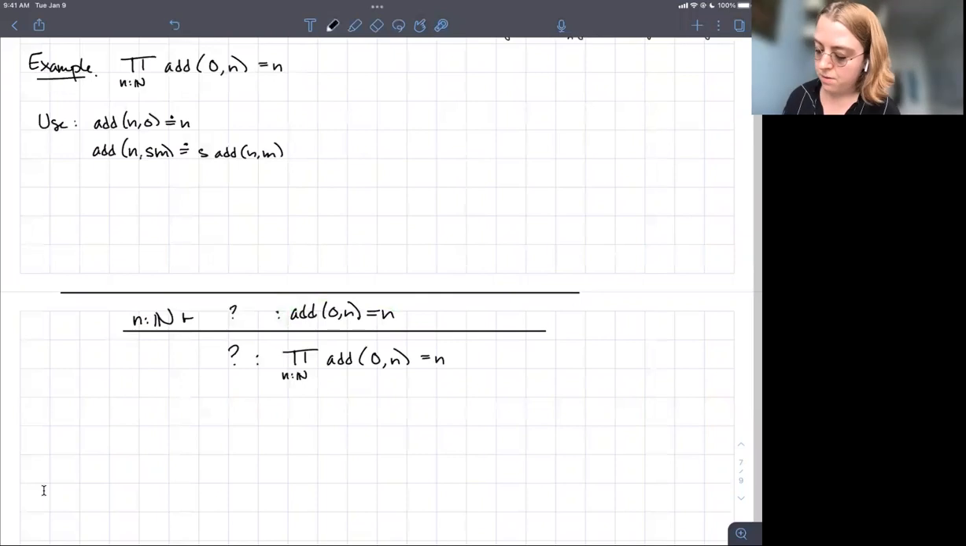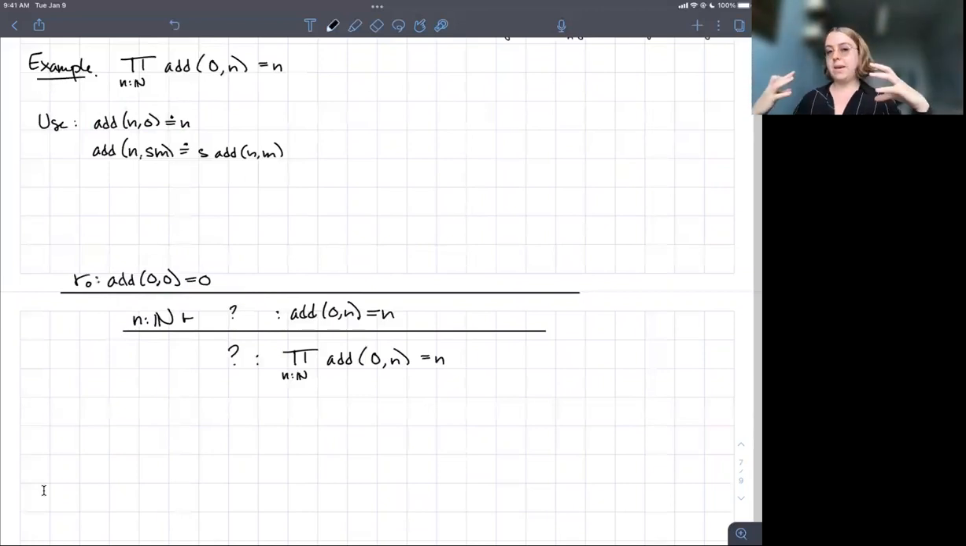Okay, so for 0, we have to prove that add 0 0 equals 0. But we know this basically, right? We know this is true for all n. So we know this is true actually judgmentally. And as we discussed a few minutes ago, that means that reflexivity, we could say R sub add 0 0 or R sub 0, those things are themselves judgmentally equal. Those form proofs that add 0 0 is propositionally equal to 0.